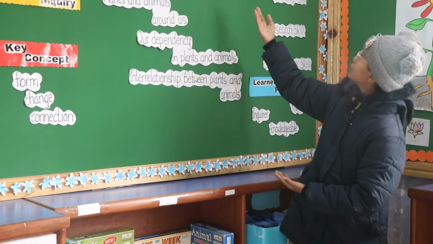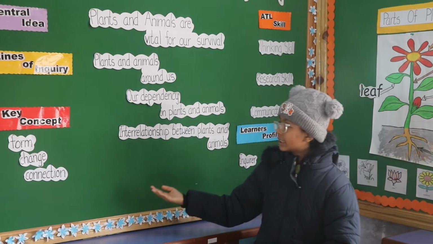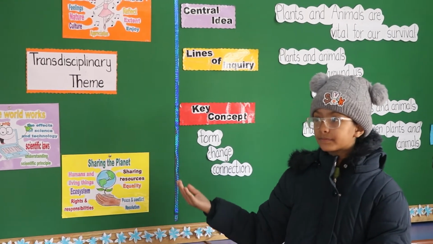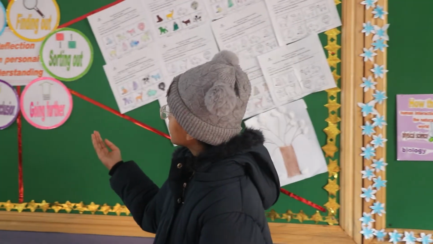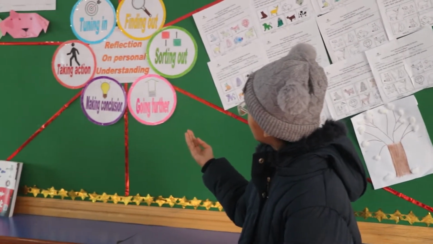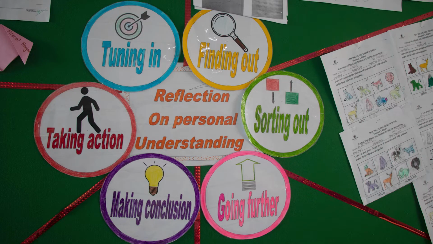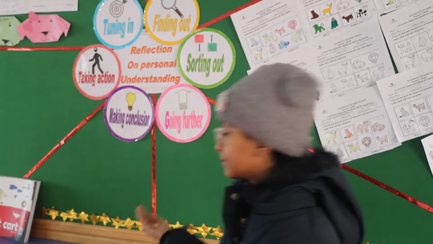Here is unit of inquiry cycle, central idea, lines of inquiry, key concept, and many things. Here is transdisciplinary theme. Here is reflections on personal understandings. Here are finding out, sorting out, going further, making conclusion, taking action, and too many things that kids have done. Here is some portfolio of kids.